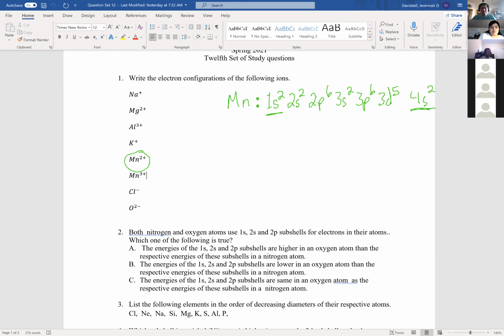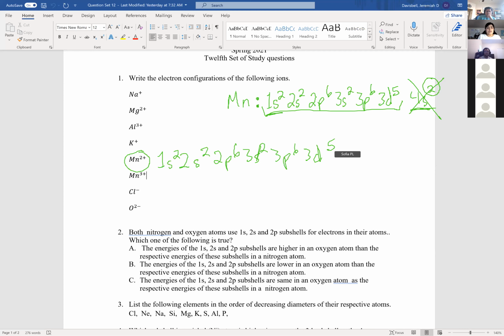Remember these exponents represent the number of electrons, right? So you're going to take 2 electrons from this shell. 2 minus 2 is 0, so you're just going to get rid of this part of your electron configuration. Then your electron configuration for manganese 2+ is going to be whatever's left, so that's 1s2, 2s2, 2p6, 3s2, 3p6, 3d5. Yes?